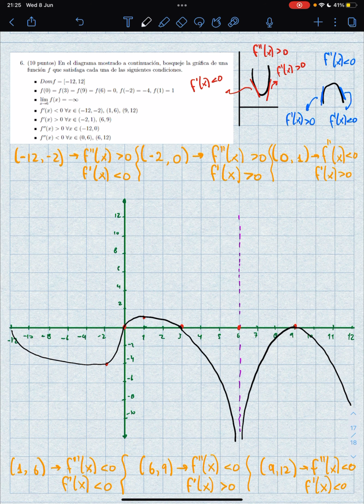And that's how you plot the function, guys. I hope this is gonna be clear. This was the last topic of the exam.